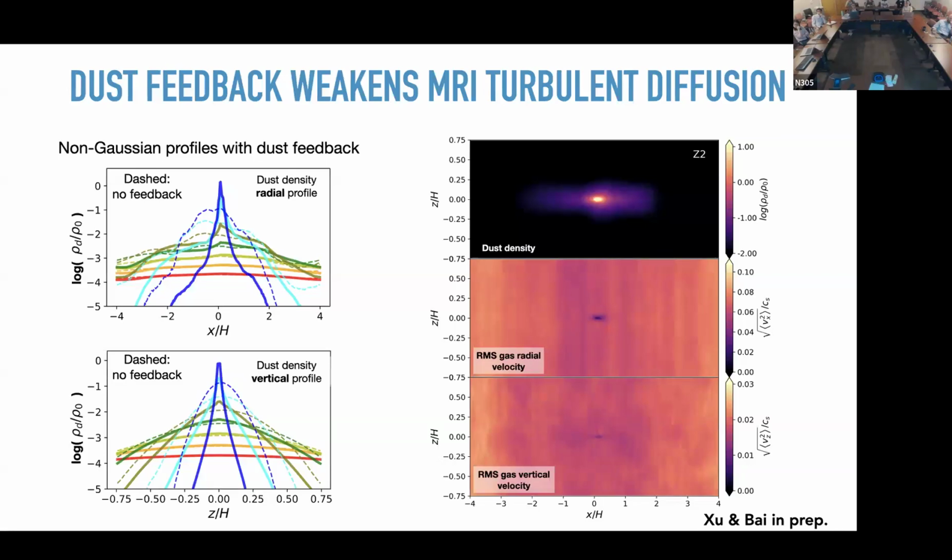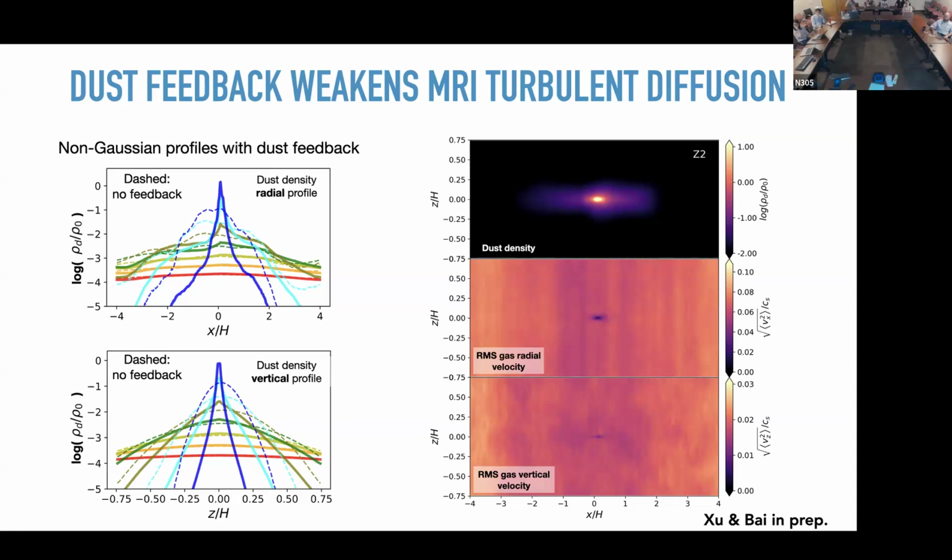Okay, now that we know that both the ring width and the height are reduced, we want to see what exactly is happening. So we check the dust density profile in the radial direction on the top and the vertical direction on the bottom. If we focus on the top one first, different colors are different Stokes numbers. If we just focus on the largest Stokes number, the blue one, the solid line is with feedback and the dashed blue line is without feedback. Without feedback, you can see it's a fairly nice Gaussian profile. But when feedback is included, the radial profile is not Gaussian anymore. It forms a cuspy structure towards the center of the ring.